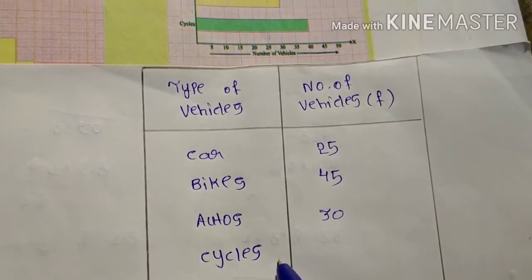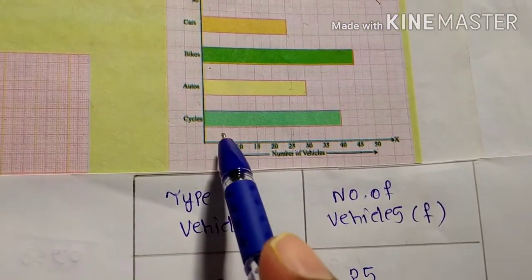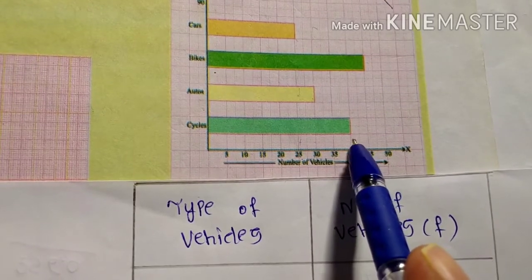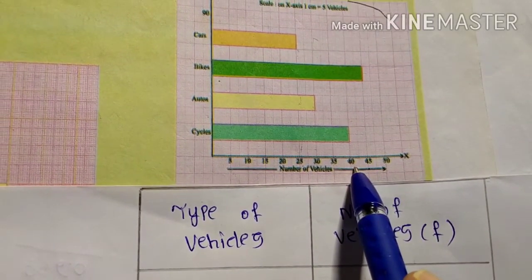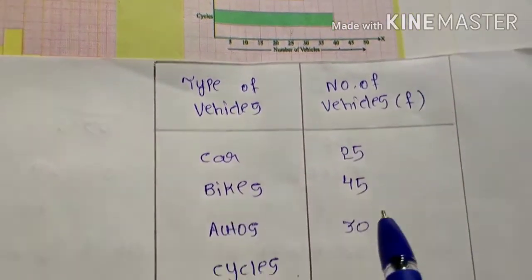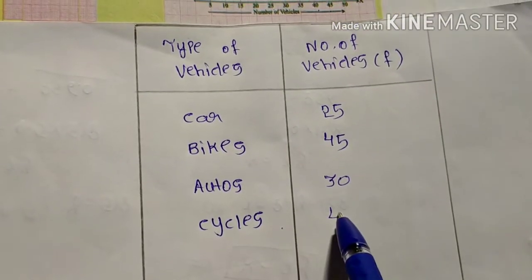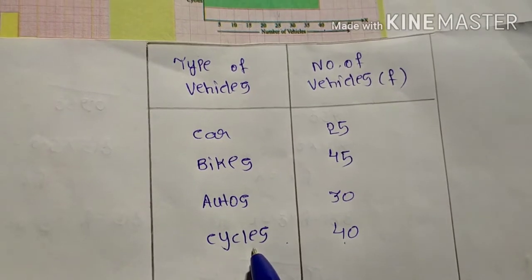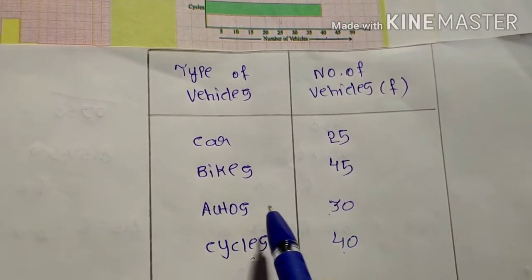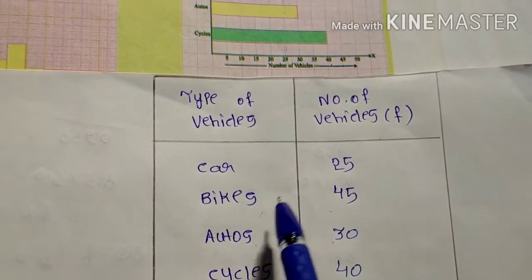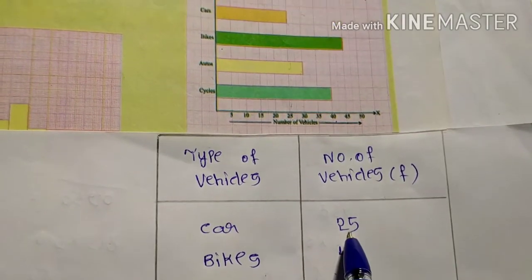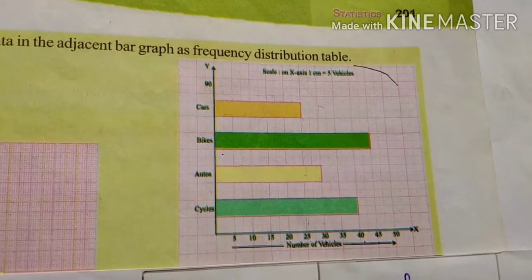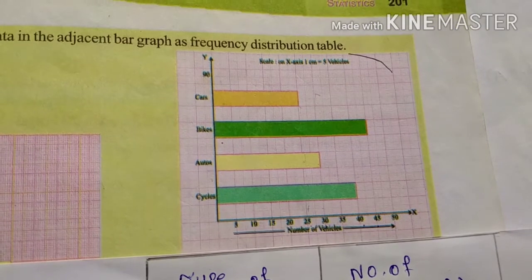In the similar way you can find here cycles. See cycles up to here, that means this value is how much? 40 vehicles. That means the number of vehicles available for cycles is 40. Cycles are 40, autos are 30, bikes are 45, and cars, here 25 vehicles are available from the given diagram only.